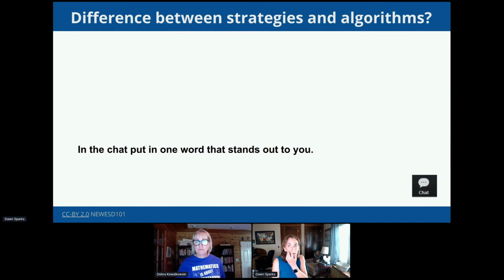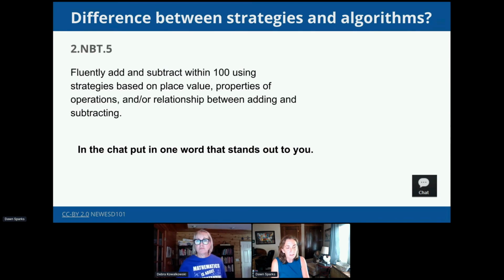So this is one standard that I really like. I want you to think about what's something in here that really sticks out to you. Just put one word in the chat, or a phrase. It could be a couple of words. Don't have to wait. No waterfall. Go ahead and just put it in there. Read the standard and see what stands out.